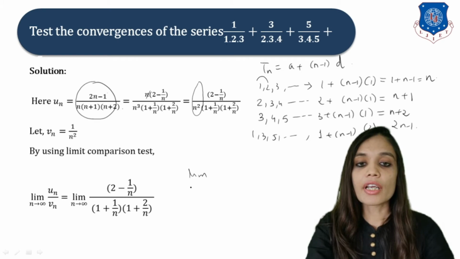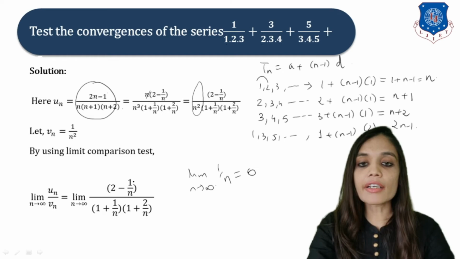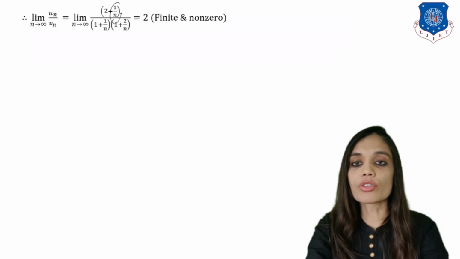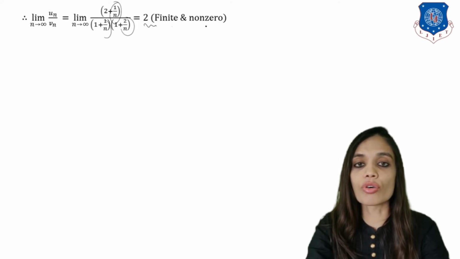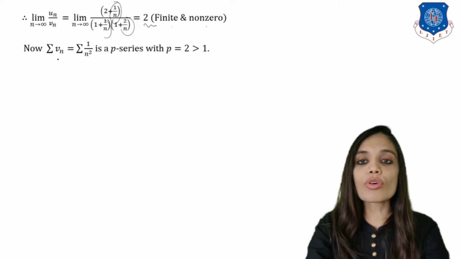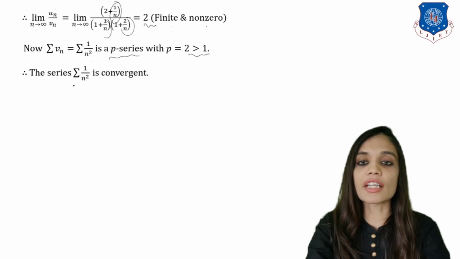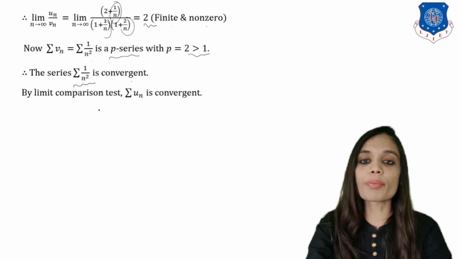Now we know limit n tends to infinity 1 upon n will be equal to 0, right? So all the limits will be equal to 0. So what will finally remain? 2, which is a finite and non-zero answer, right? Now again go to our Vn, which is 1 upon n square, and it is a p series and value of p is equal to 2, which is greater than 1. So by p series test we can say that our series 1 upon n square is convergent. So by limit comparison test we can say that our series un is also convergent, right?